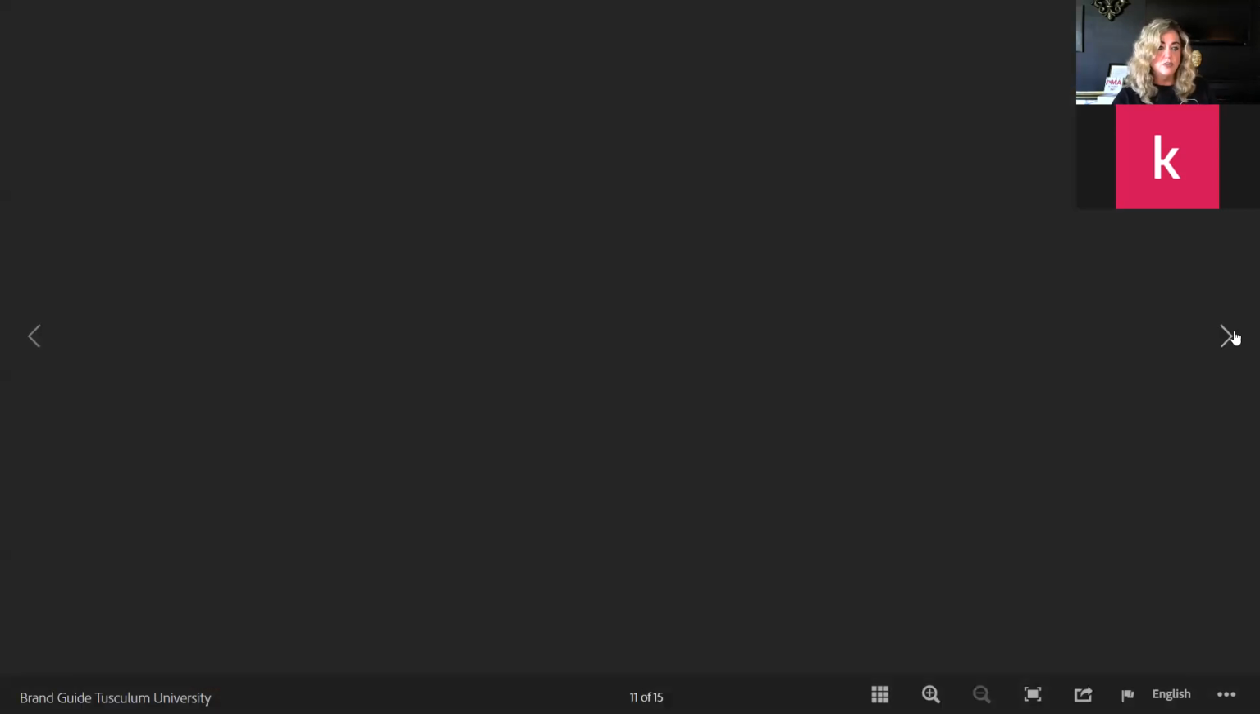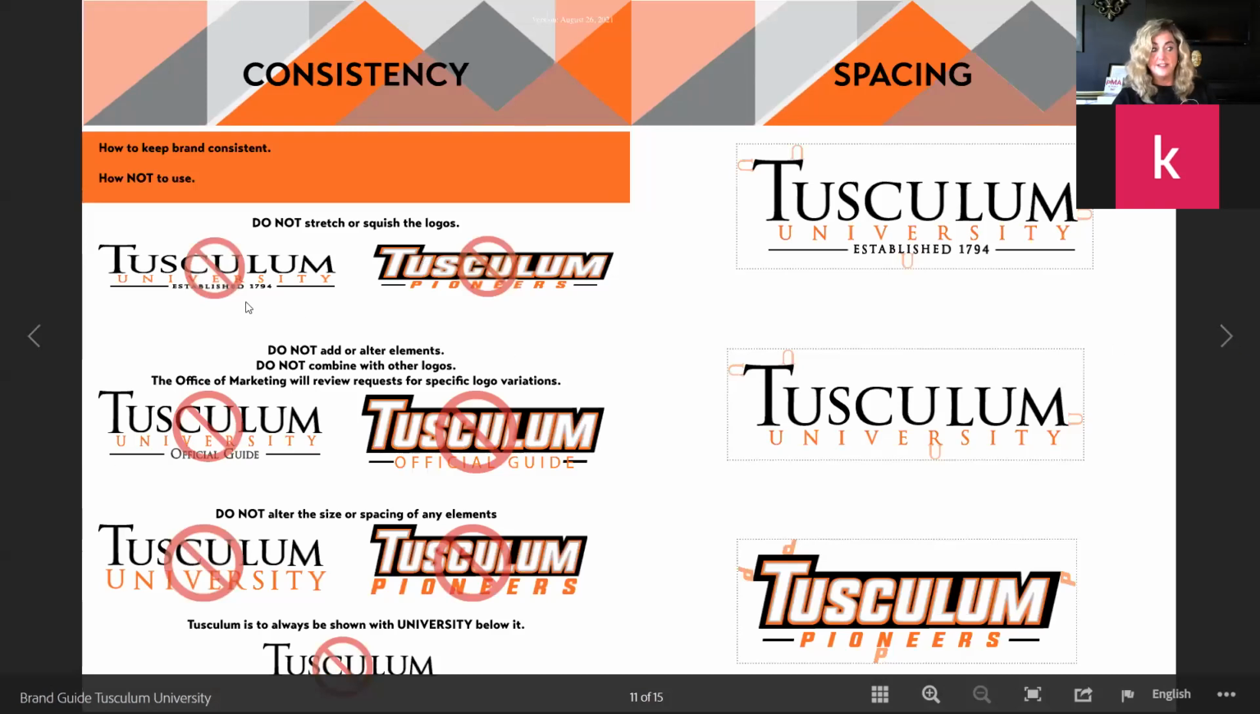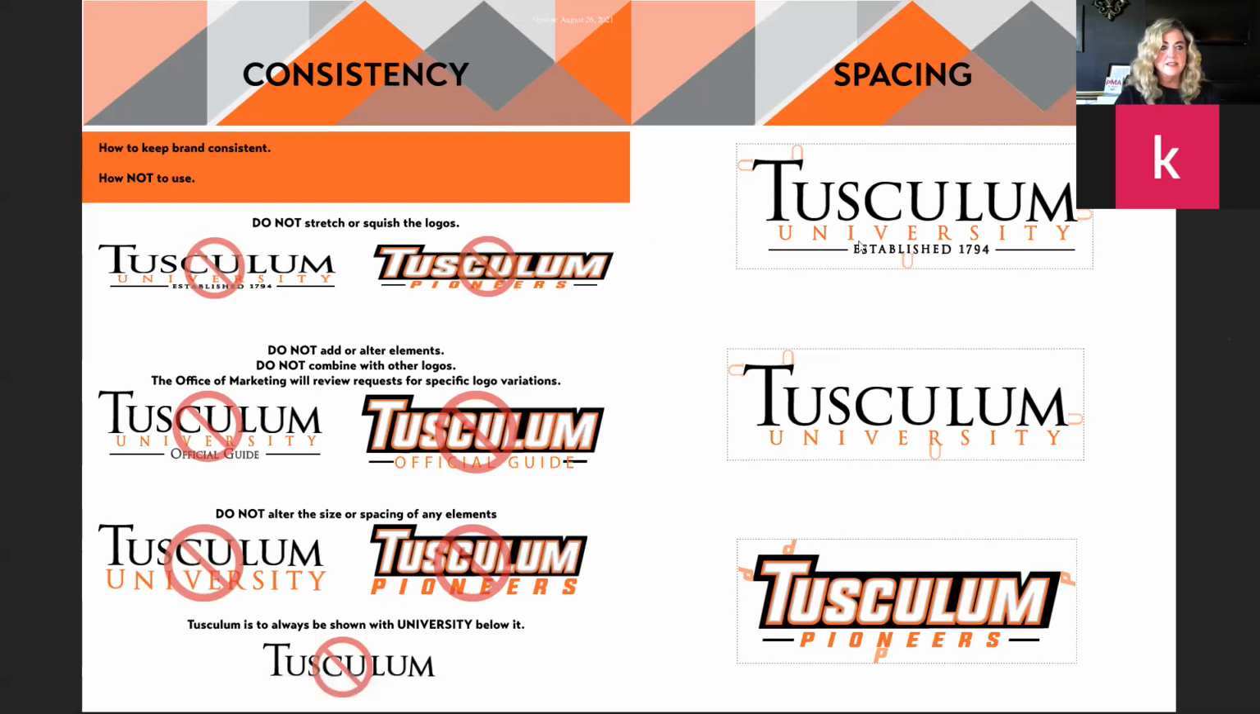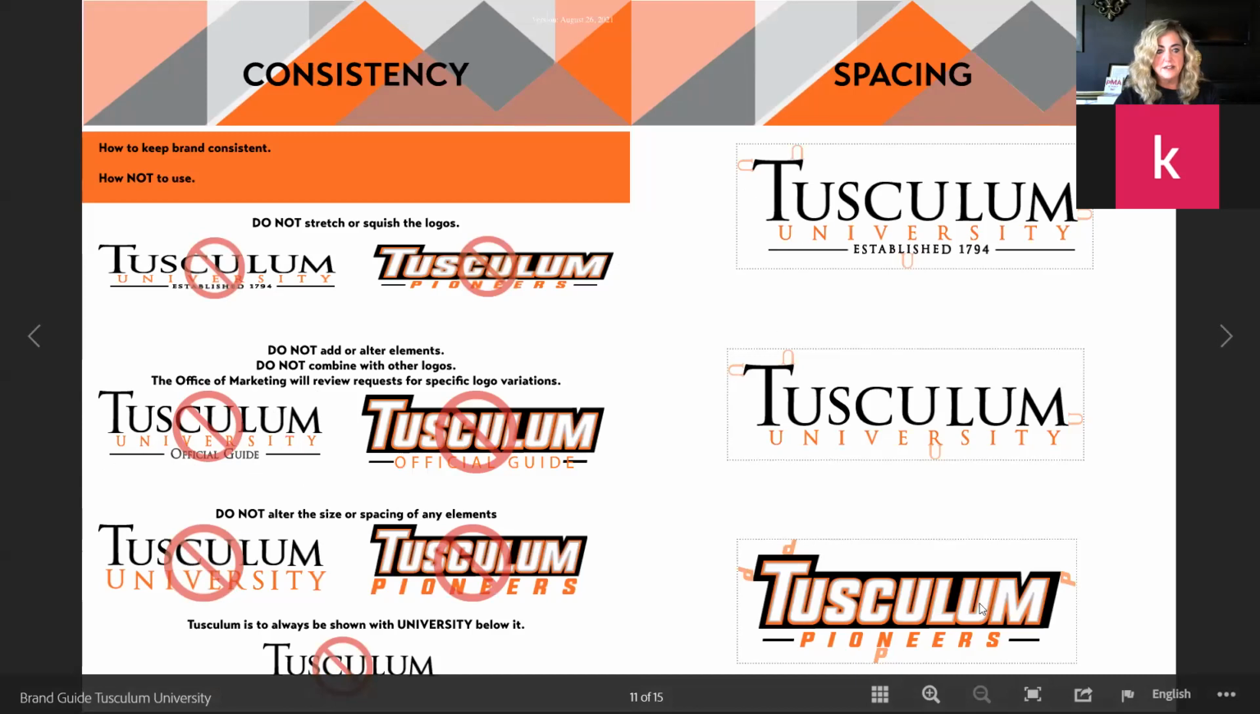Then the other thing they do is say, here's how not to use it. You see, they give examples of stretching. They talk about putting new variations in. They talk about deleting elements from the logo. So you would want to give examples of what not to do. And then the second thing, they talk about spacing. So you would want to include something with your logo about spacing.